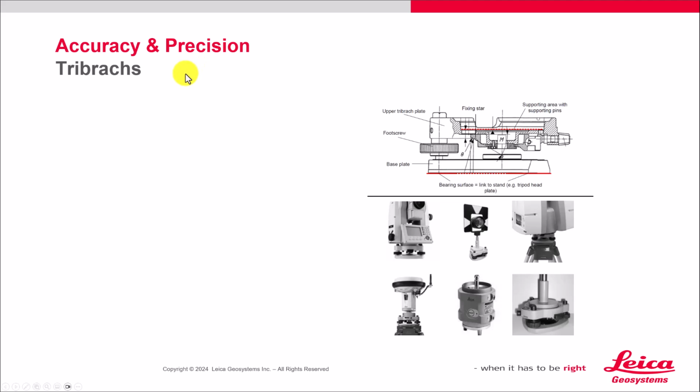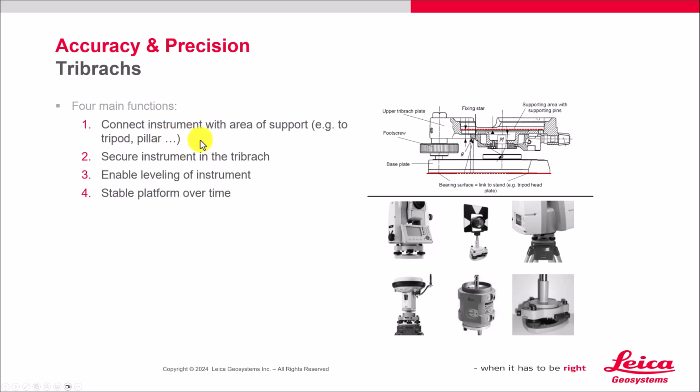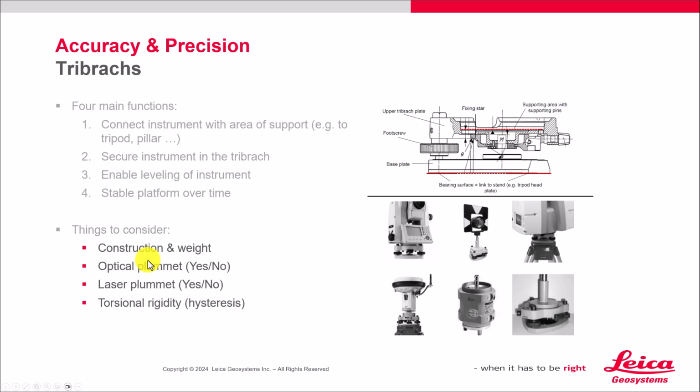And you're going to put a tri-brac on top of that tripod, right? So we're going to have things to look at. It has 4 main functions: connect the instrument, secure the instrument to the tri-brac, enable leveling, and provide a stable platform over time. So things to consider for your tri-brac: the construction and weight. You want a good tri-brac. You want a good optical plummet, maybe it's laser. And then we do have to deal with torsional rigidity, or hysteresis, I think is how you say that.